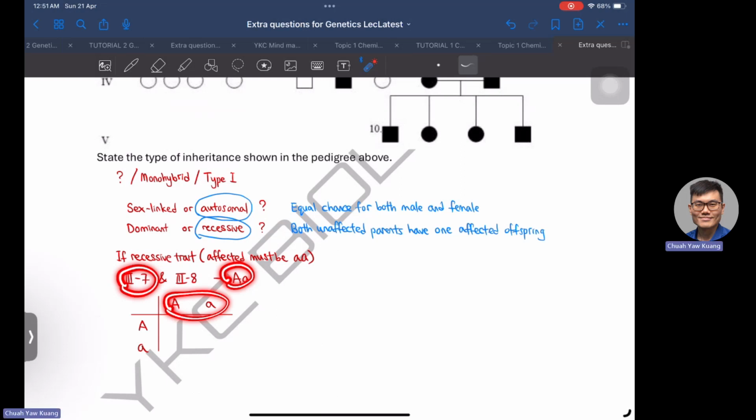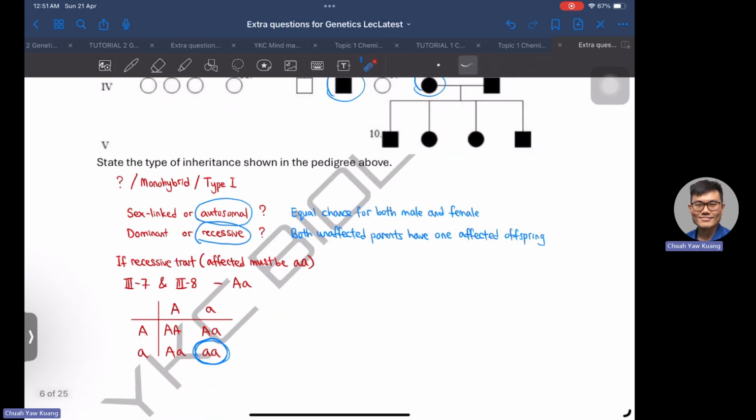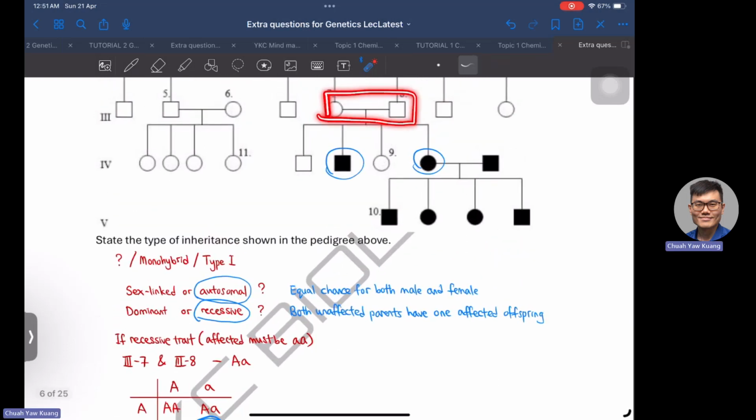And individual 3, 8 must be heterozygous as well, which can produce two types of gamete. Only then, when they cross, is it possible to produce affected offspring, which is either individual 4 here or the generation 4 here. So that proves that if it is a recessive trait, only then is it possible, since both of these individuals are not affected.